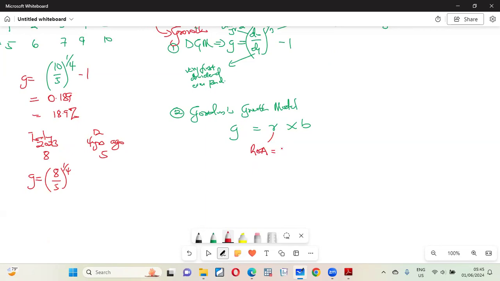ROA from your ratios is profit after tax minus preference share dividend, i.e. the profit available to ordinary shareholders. Just like when we are doing the earnings per share, the top. Profit after tax minus preference share dividend, divided by shareholders fund. What is shareholders fund?